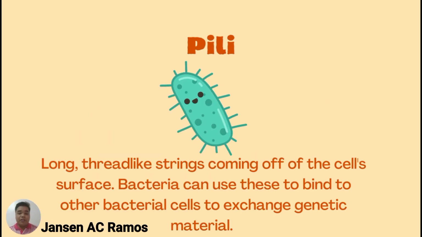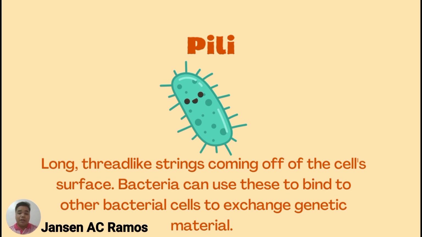Okay, so the next part of the cell is the pili, also known as fimbriae. Pili are long thread-like strings coming off the cell surface. The thread-like strings refer to hair-like structures that protrude from the surface of bacterial cells. Bacteria can use these to bind to other bacterial cells to exchange genetic material. So, pili help bacteria to attach to other cells.